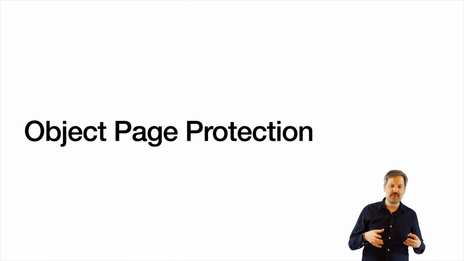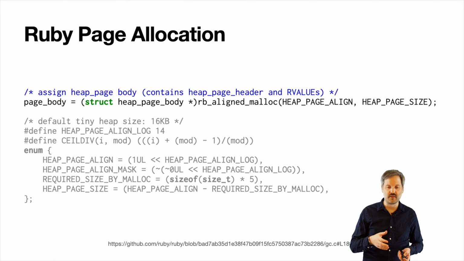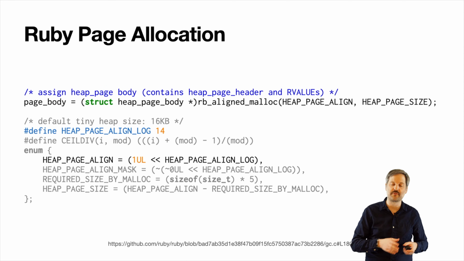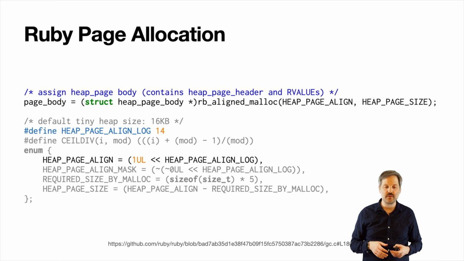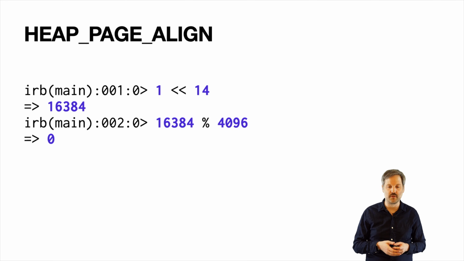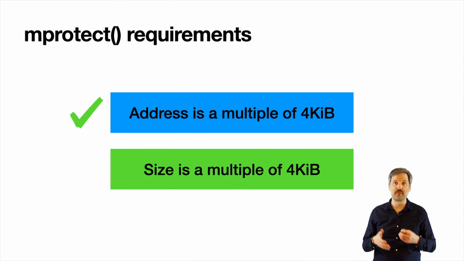This is the code in Ruby where a page of objects is allocated. We can see here that it's aligned on heap page align. And if we look at the value of heap page align, that's essentially 1 shifted to the left 14. And that value is 16384. It's 16 kilobytes, which is evenly divisible by 4 kilobytes. So this first requirement is met. The addresses are a multiple of 4 kilobytes, so we've met the first requirement.